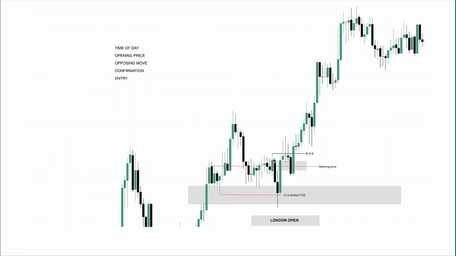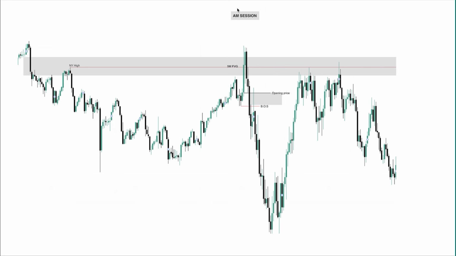So we literally just saw price go from manipulation, and then the break of structure confirms the change in the state of delivery, that price has gone from manipulation to distribution. We literally just wait for price to retrade into that fair value gap, and then we're entering and keying off of that entry. Here again, we have another example, which is the AM session.